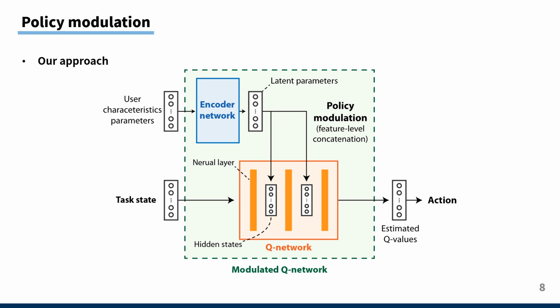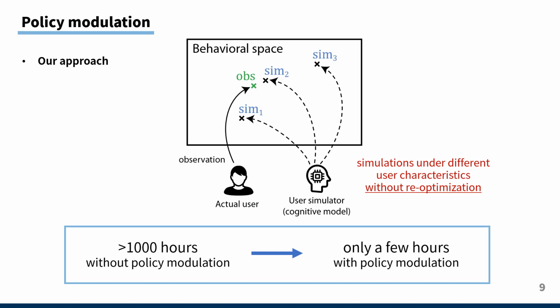We present a modulated Q-network structure, which is based on a recent technique of conditioning neural networks. In this structure, the latent parameters extracted from user characteristics are concatenated to every intermediate output of the neural layers and eventually affect the overall mapping. With this policy modulation technique, the inference process no longer requires policy reoptimization to simulate different user behaviors. An inference process that would have taken thousands of hours so far can be done in a matter of hours with our method.